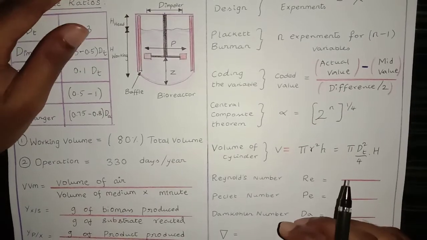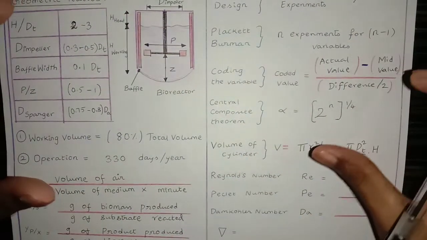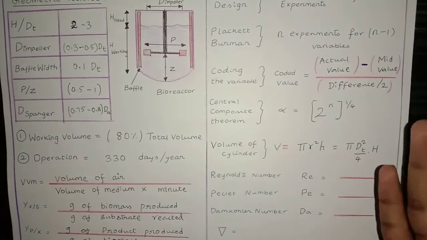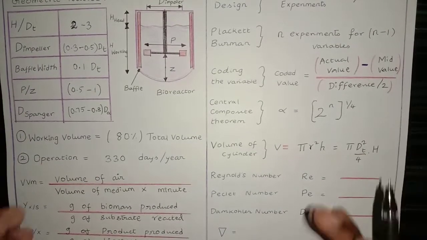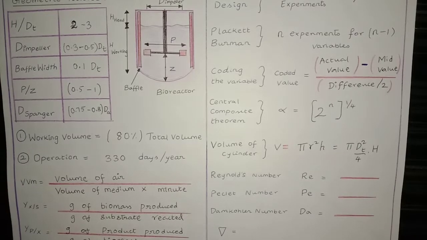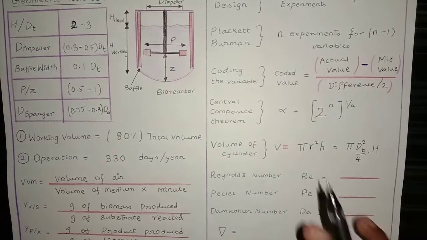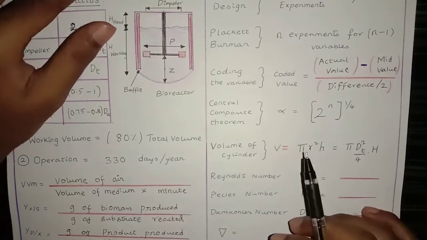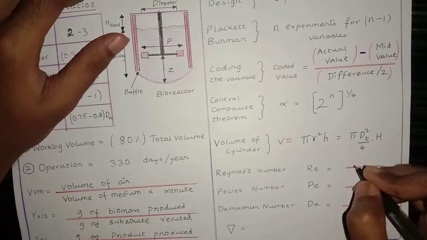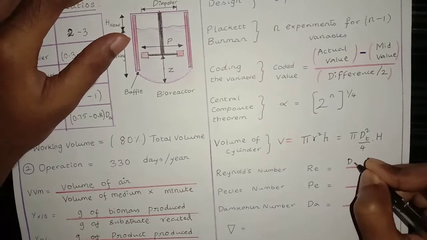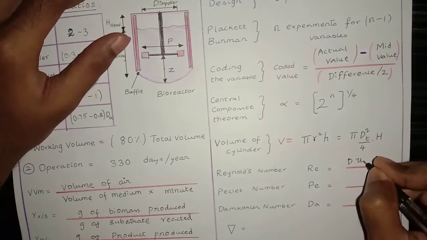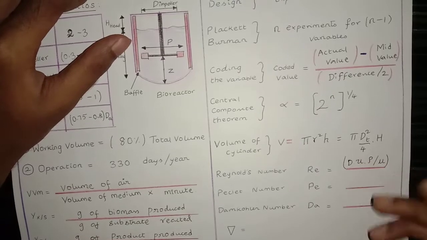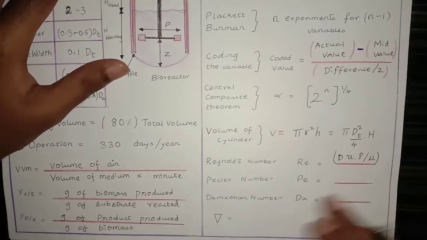And Reynolds number. Let's consider a pipe of diameter d, and a liquid or broth having density rho and viscosity mu flows with a linear velocity u, and the length of this pipe is L. The Reynolds number is given by d, the diameter, times velocity u, times rho, the density, over viscosity mu of the fluid flowing through the pipe. That is the Reynolds number.